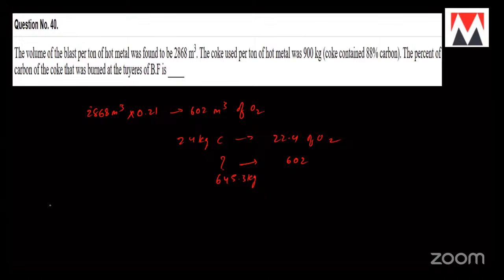How much is already present? Only 88%. So your blast furnace requirement is what? 645.3 by 900 into 0.88 into 100. What is this value? Carbon coke rate. So what is the coke you are using, and how much coke you are putting? So totally it will be 81.5%. Their answer is 81.5%.